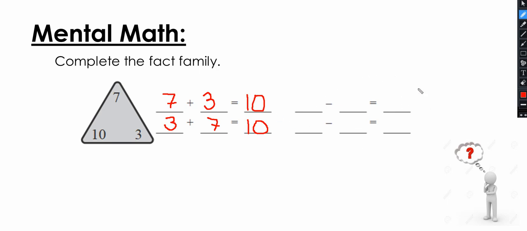When we do subtraction, what do we do? Remember, we keep the big number first. So 10 minus 7 equals 3. So we use all the numbers. And again, we have one more to go. 10 goes first because we're doing a subtraction. 10 minus 3 equals 7. I think you all got it right.